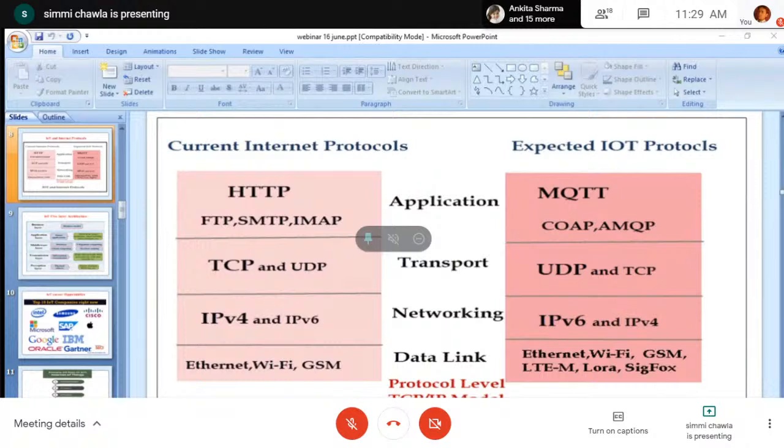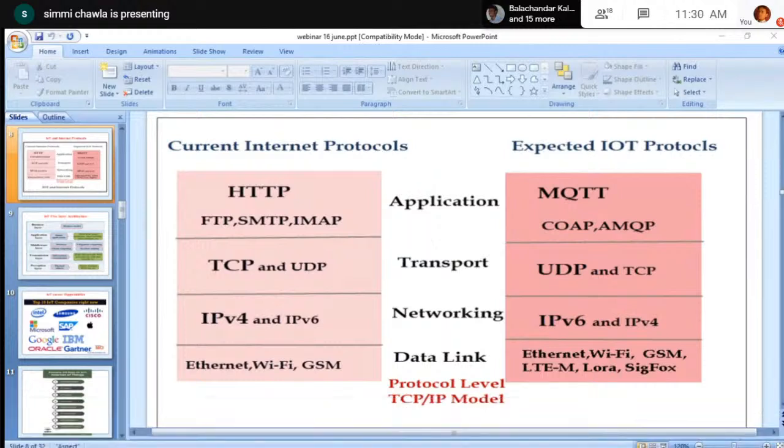In the networking layer, as we already know, IPv4 is exhausted and we are moving to IPv6. At the data link layer, there are many protocols: Ethernet, Wi-Fi, GSM, LoRaWAN, Sigfox, LTE. So this is basically a major change: if we are applying IoT, we have to change some protocols.